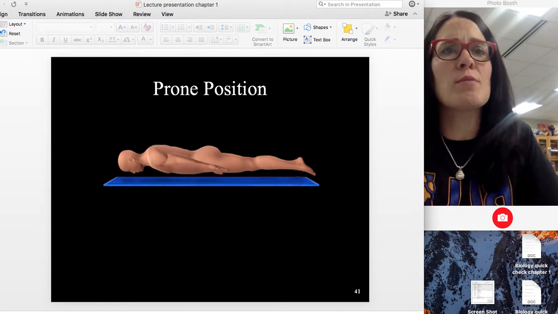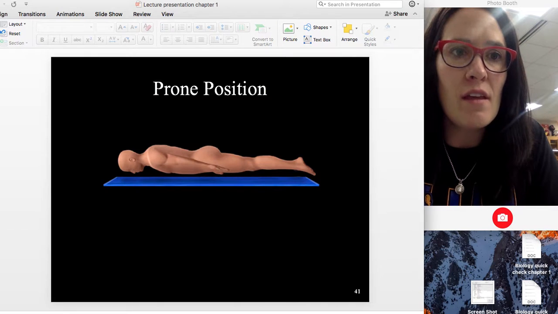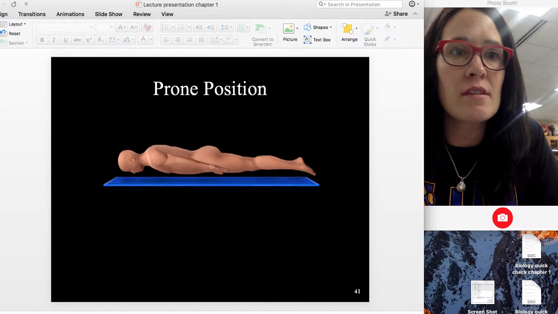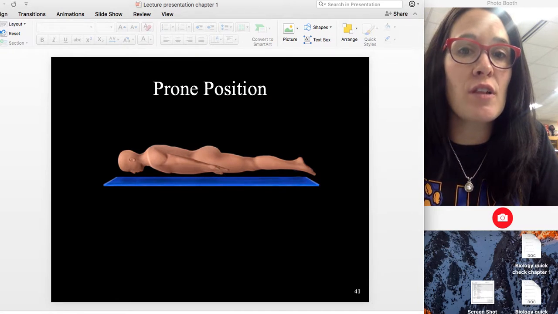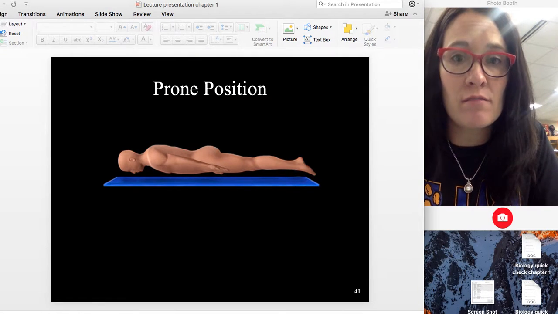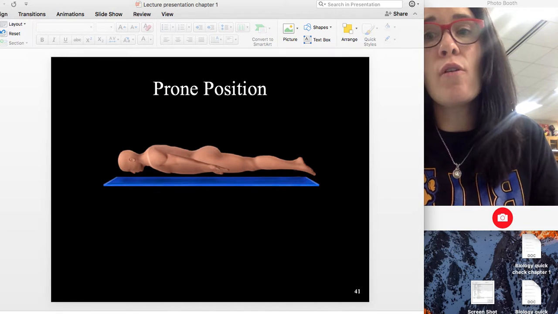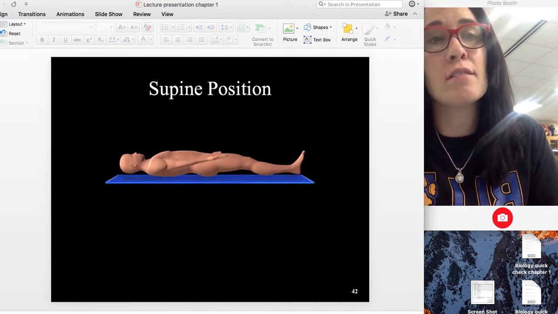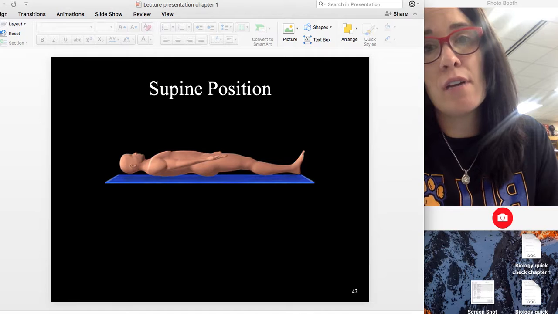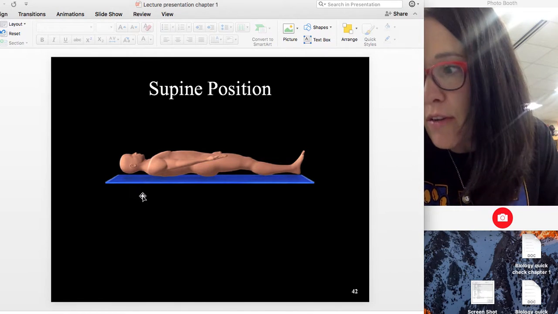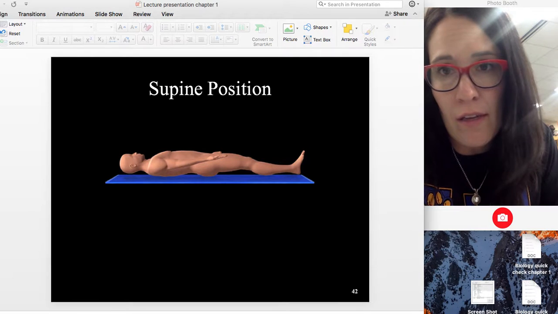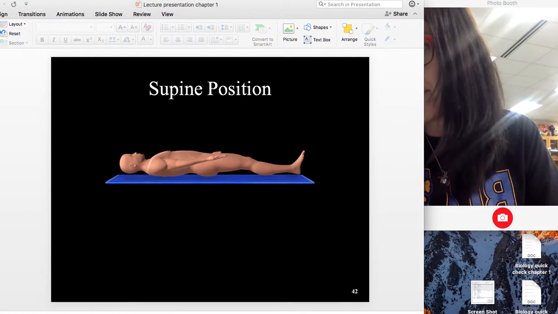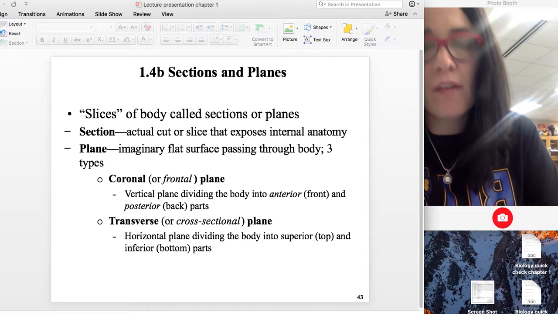A few other terms that the body a lot of times needs to be thought of, or you need to know of, is prone position. It's which you're lying on your stomach, your whole body. That's prone, and then supine is lying down face up. And you notice that the palms are up in supine there. All right.